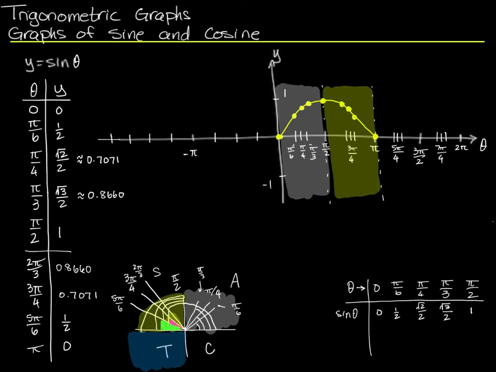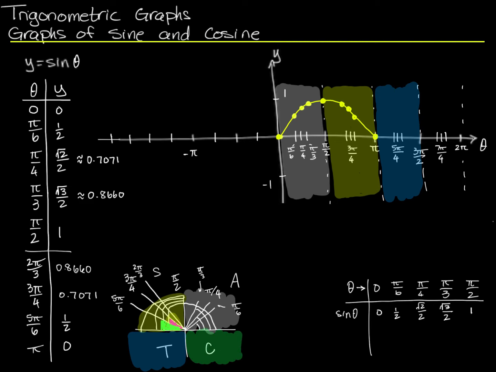pi and 3 pi over 2 are in quadrant 3. And then between 3 pi over 2 and 2 pi, I'll be in quadrant 4. So that's why I'm separating things out the way I am. That's supposed to be green. There we go.